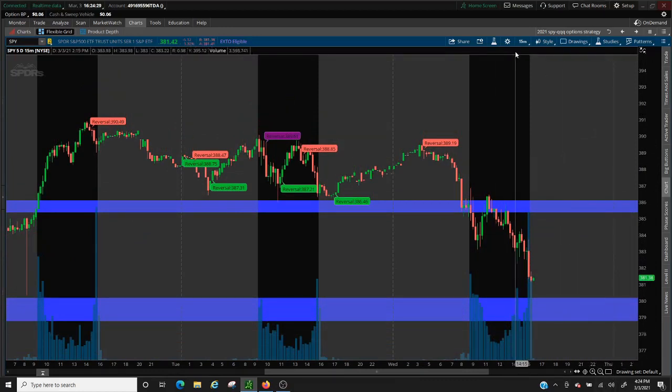If we look at the 15 minutes, we can see that in this area, at some point we had resistance, and it was support. It was support. It was resistance. So what I'm going to do is this over here. I'm going to do this just like that.